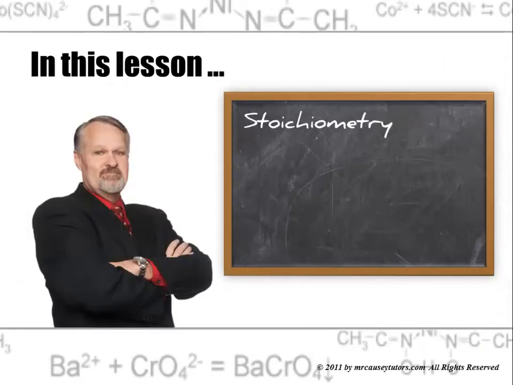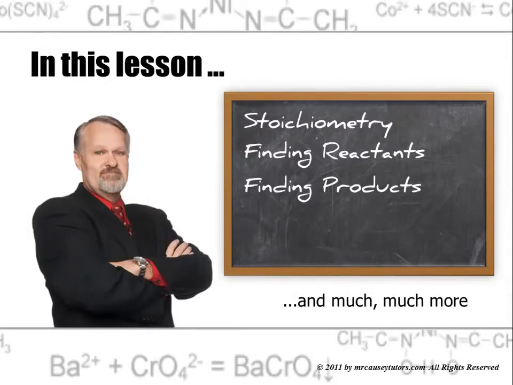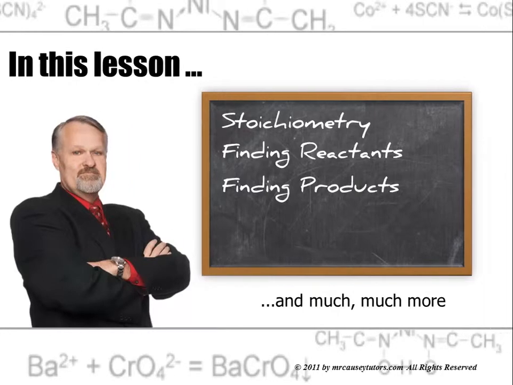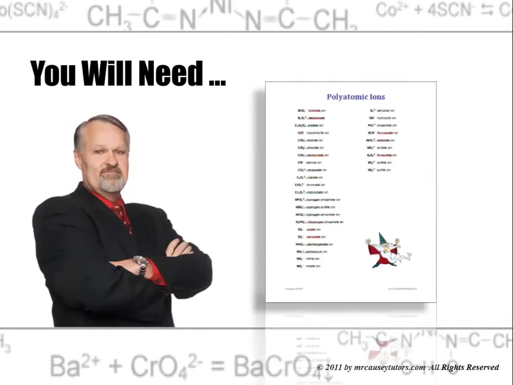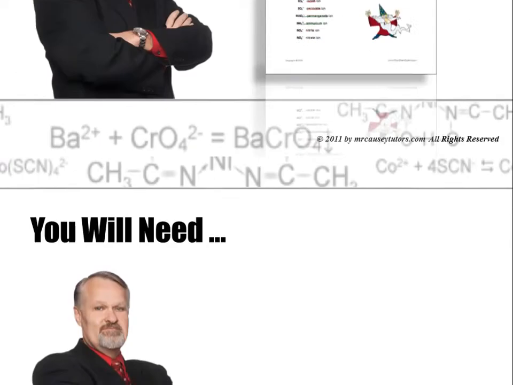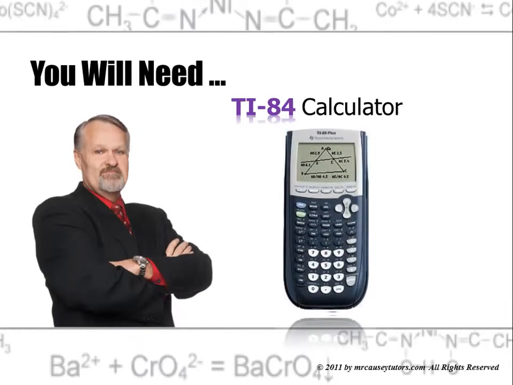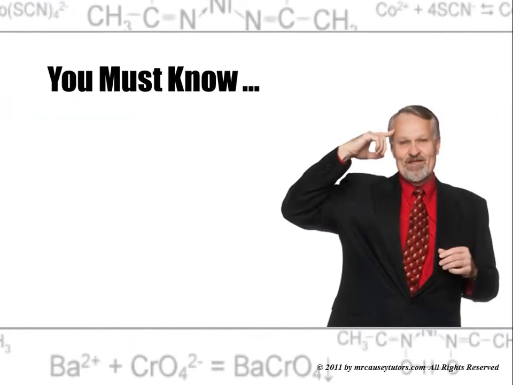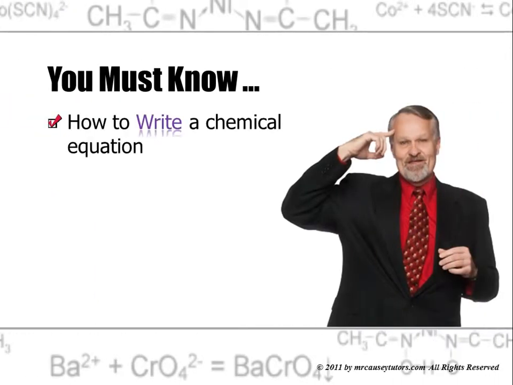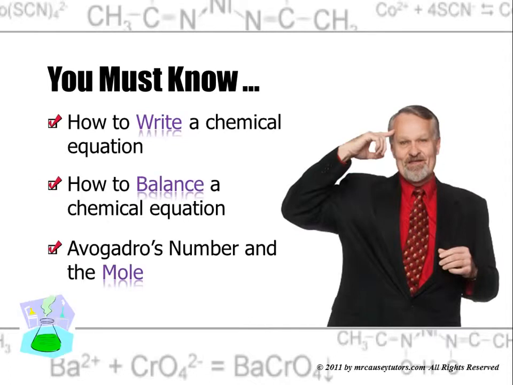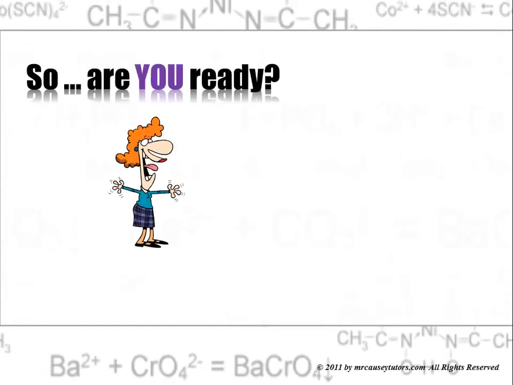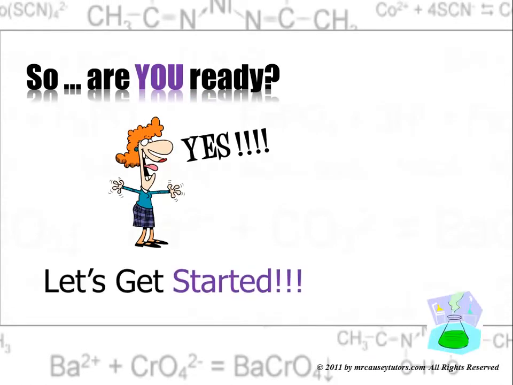In this lesson, we're going to talk about stoichiometry, finding the reactants and finding the products. You'll need a periodic table, a polyatomic ions chart, and a calculator. And you must know how to write a chemical equation, how to balance a chemical equation, and Avogadro's number and the mole. And of course, if you don't have these completely down, go to my YouTube channel and check it out. So are you ready? Let's get started.